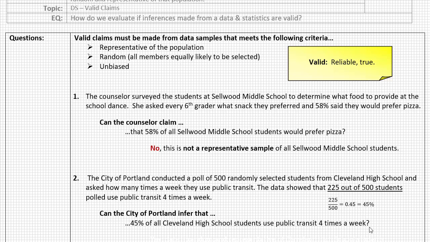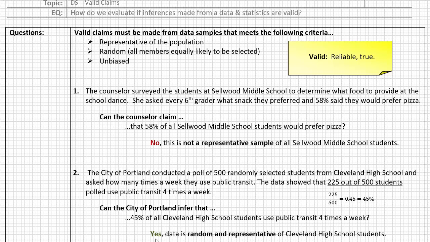So, remember our checklist. Is it representative of the population? Well, they had randomly selected students from Cleveland High School. Okay, and 500 is a sizable amount, so it's a good proportion of the students at Cleveland High School. It is random. They randomly selected those students, and it's not biased. It doesn't say they stood outside the bus stop or something like that to ask this question. So, what do you think?